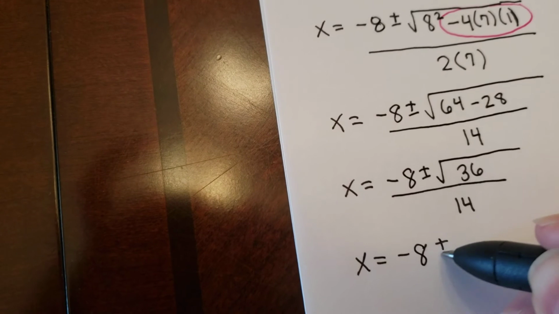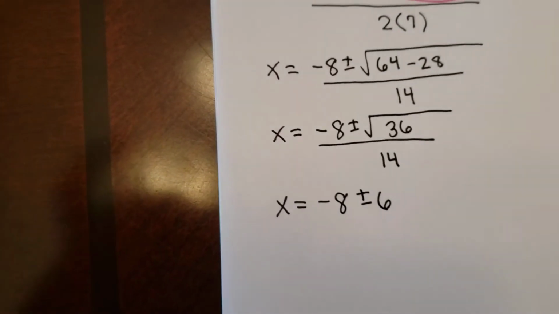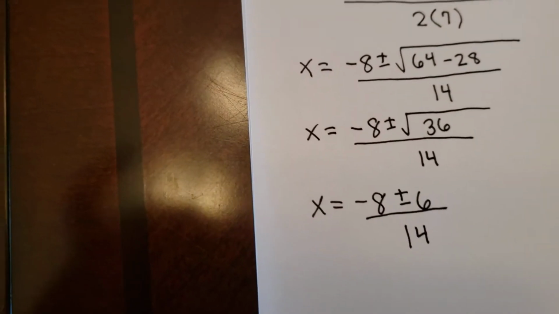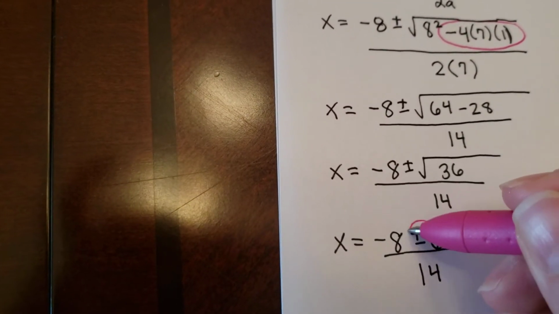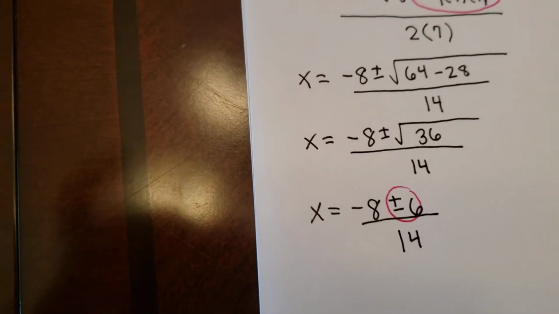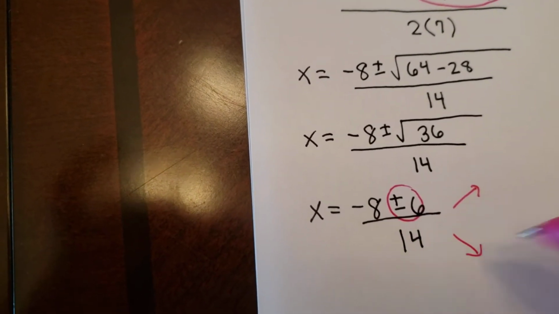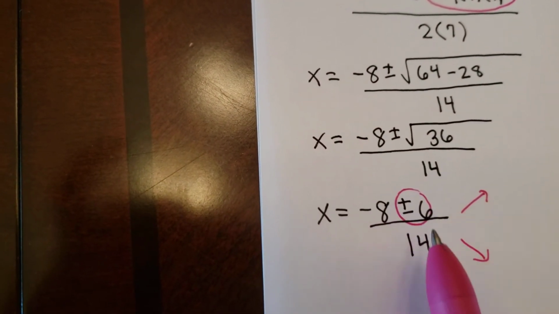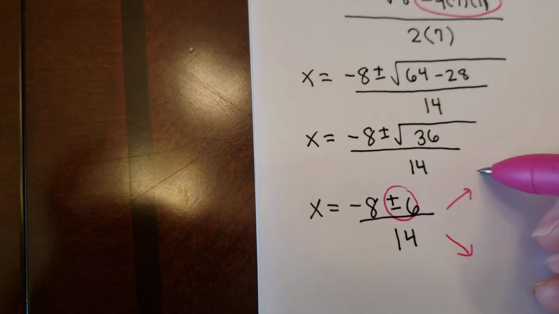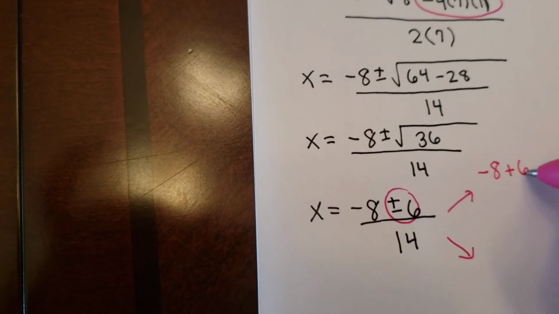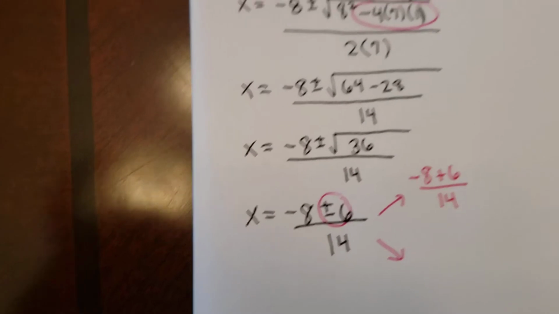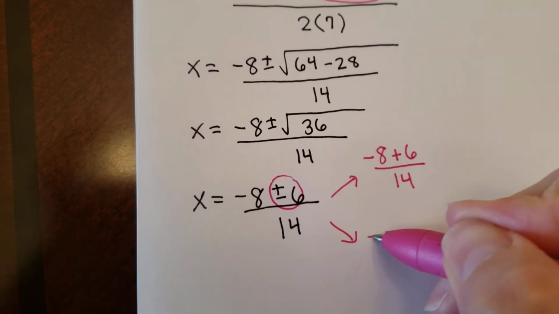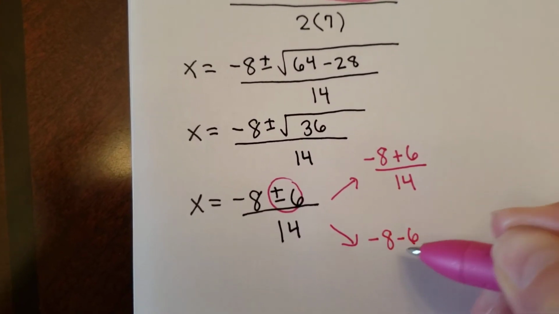So negative 8 plus or minus 6, no radical on it now because that is the square root, over 14. And here's the part you just have to be careful of. Like before, you actually have 2 different answers here in this 6. So when you go to write these out, there are 2 different ways. You're going to do the negative 8 with the plus 6 over 14, and we'll come back to that. Then you're going to do the negative 8 with the minus 6. So you need to make sure you take both 6s when you work these out.